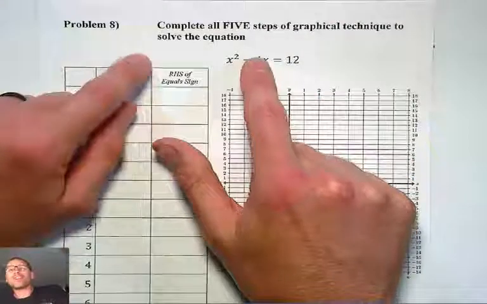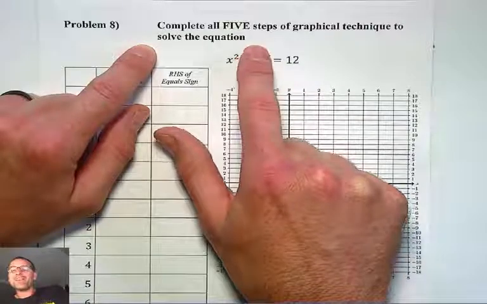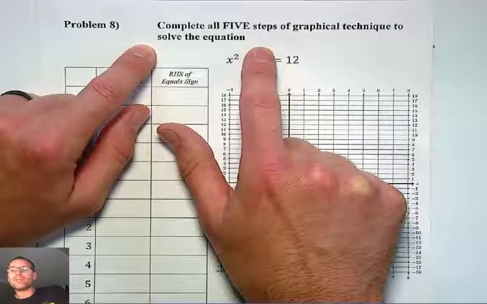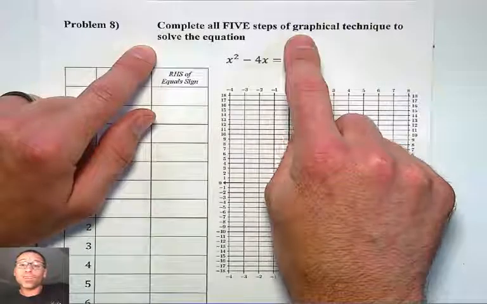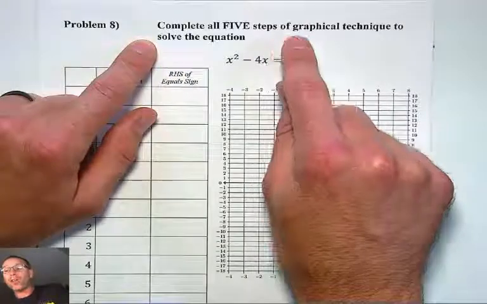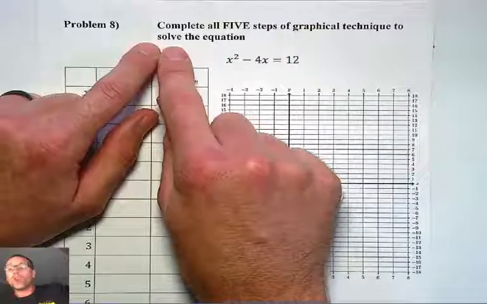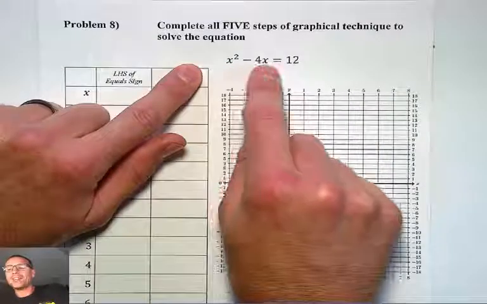Suppose we come across this problem. Complete all 5 steps of the graphical technique. I don't know who wrote this problem, but they should have written the word "the" in there. Complete all 5 steps of the graphical techniques to solve the equation x squared minus 4x equals 12.